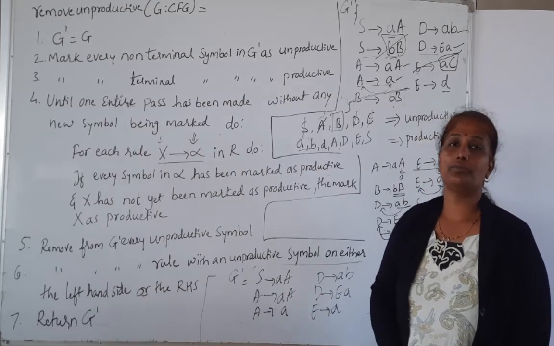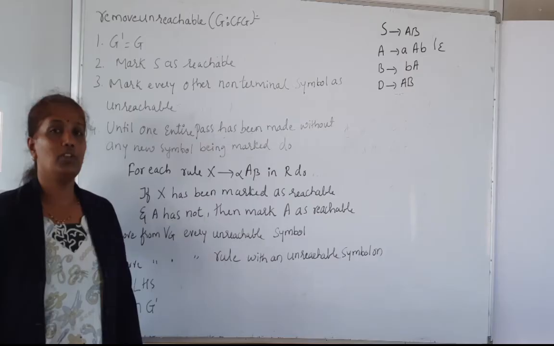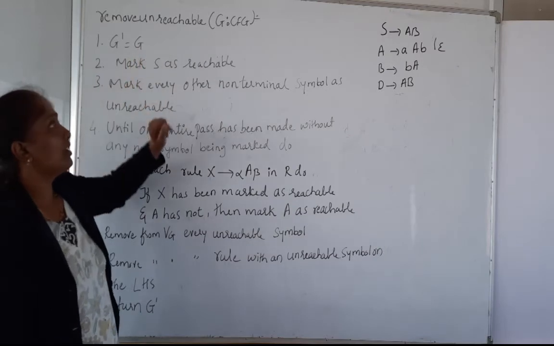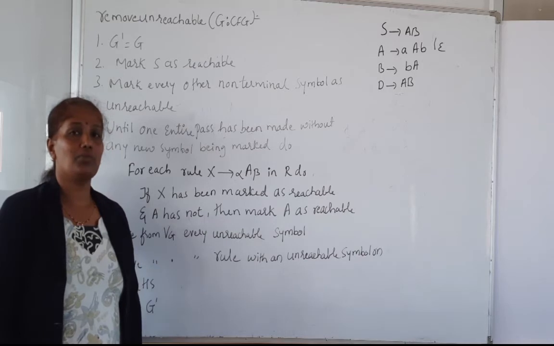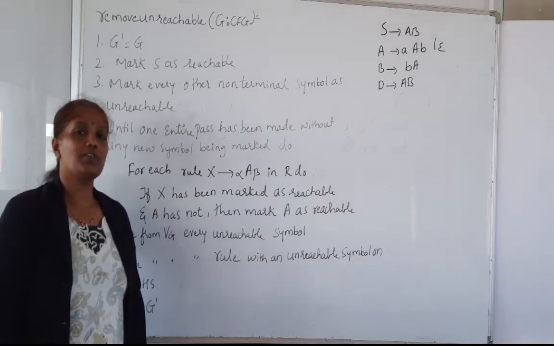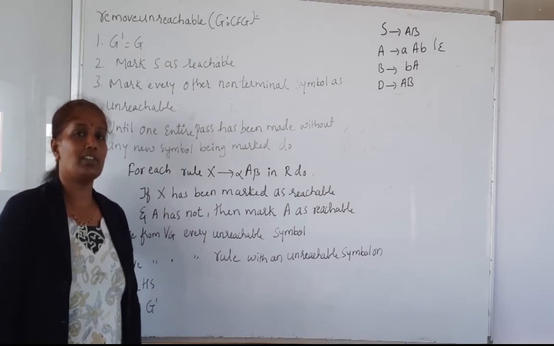Next, we will see the unreachable algorithm and its related examples. We will move to the next algorithm. The next algorithm removes the unreachable symbols from the grammar. The unreachable symbols are the symbols which are not reachable from the start symbol. And what is the start symbol? The first symbol of the grammar is called the start symbol. If any non-terminals are not reachable from the start symbol, we are going to mark those symbols as unreachable symbols, and we are going to delete them from the grammar.